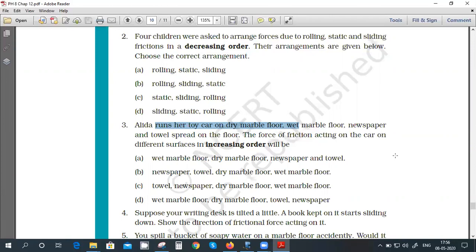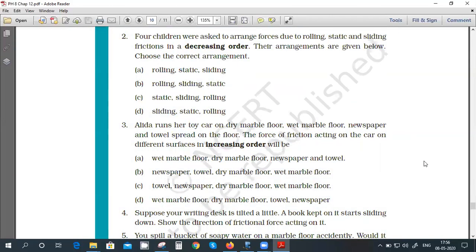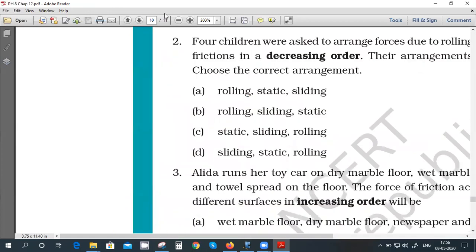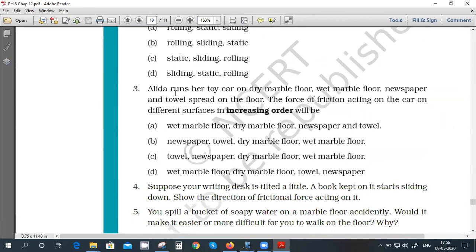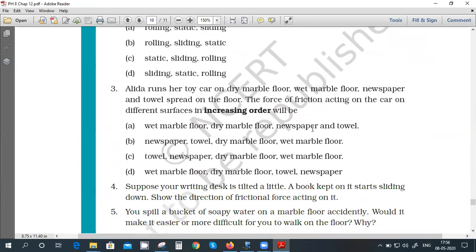Runs her toy car on dry marble floor, wet marble floor, newspaper, towel. Friction acting on the car on different surfaces, in increasing order will be: wet marble floor, dry marble floor, newspaper, towel. First one only.